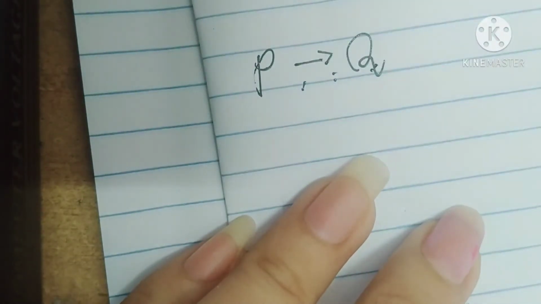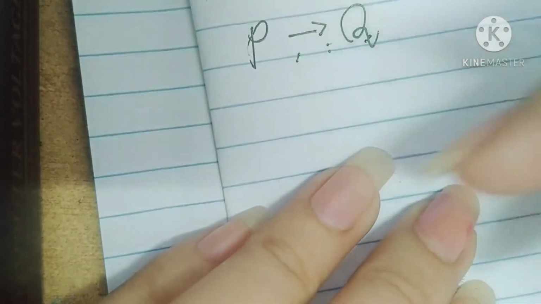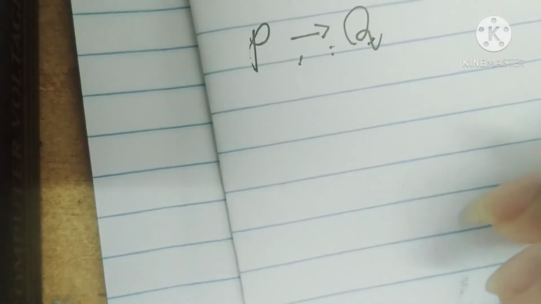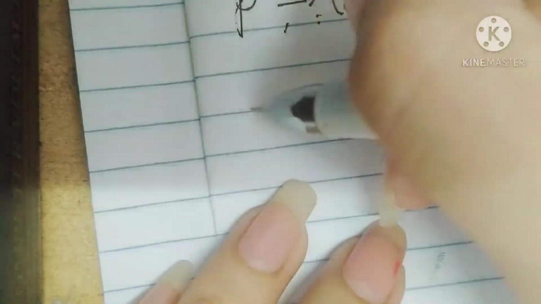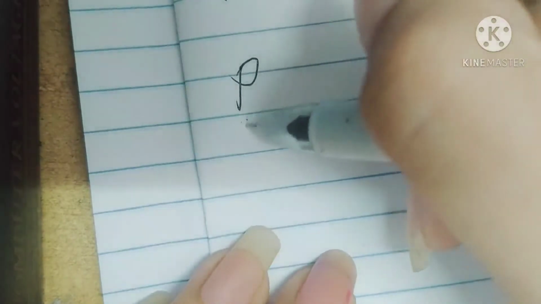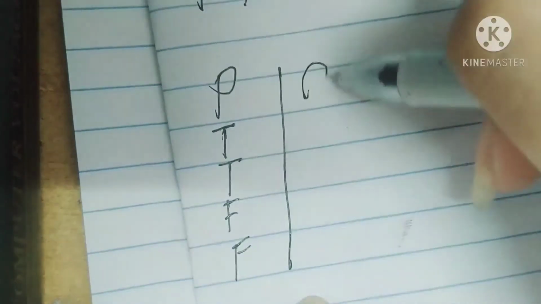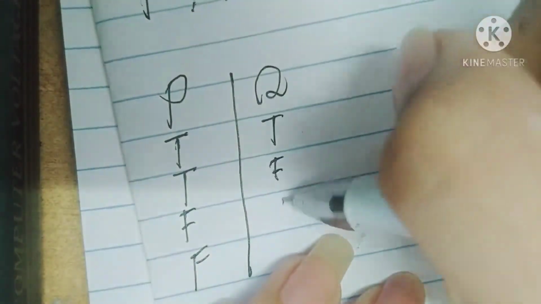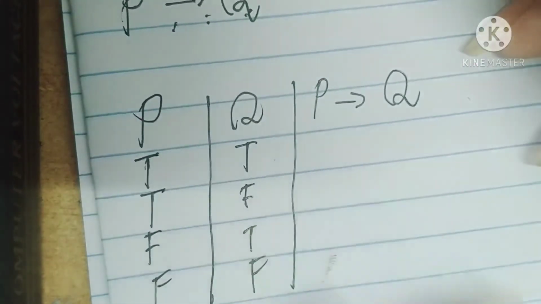For example, if the statement for your P is "the water is cold," and your Q is "Miguel drank the water," the English statement will become: if P then Q. If the water is cold, then Miguel drank it. The word there is "then." So let's have a truth table. The same, we have T, T, F, F for P, and for our Q, we have true, false, true, false. So P then Q.